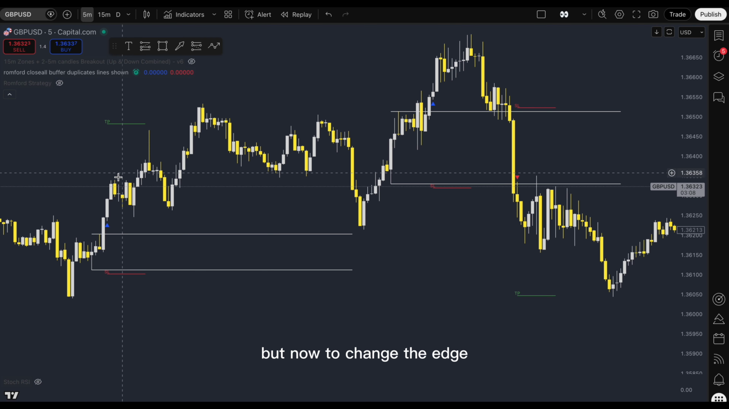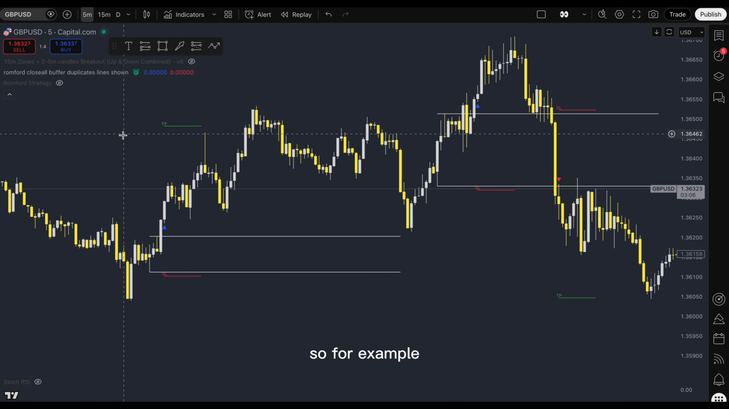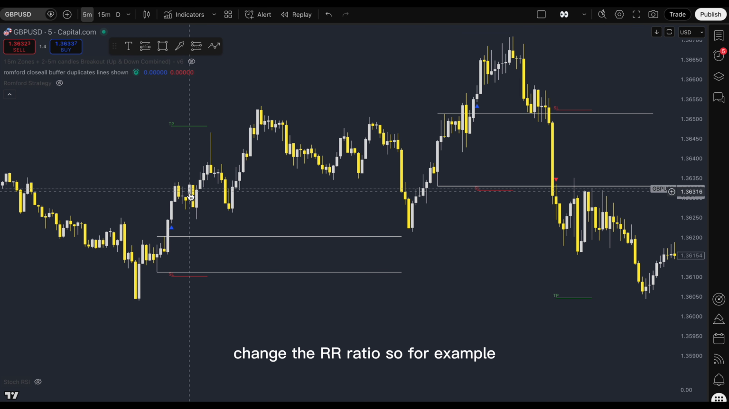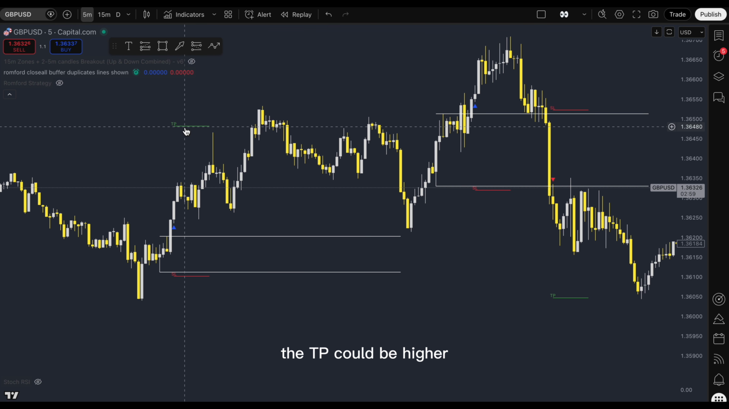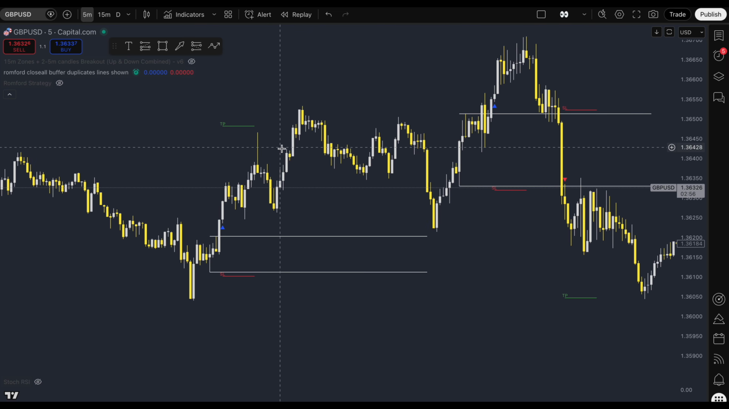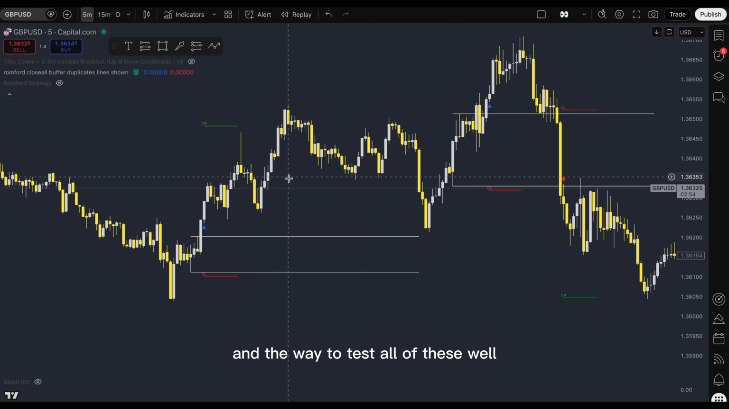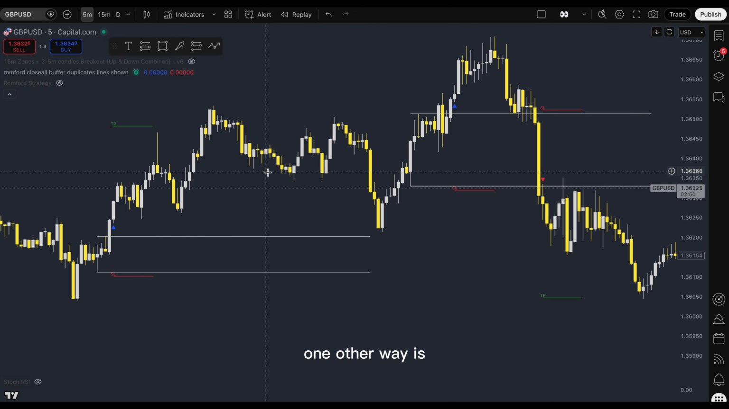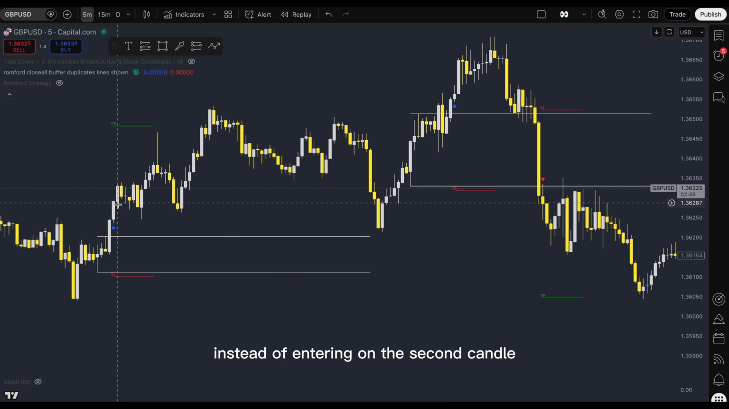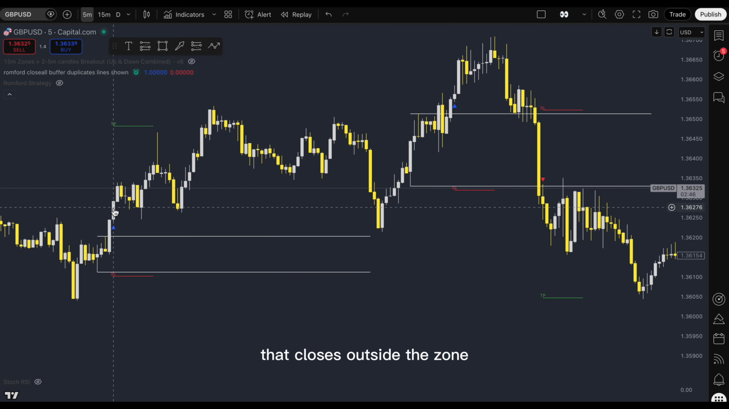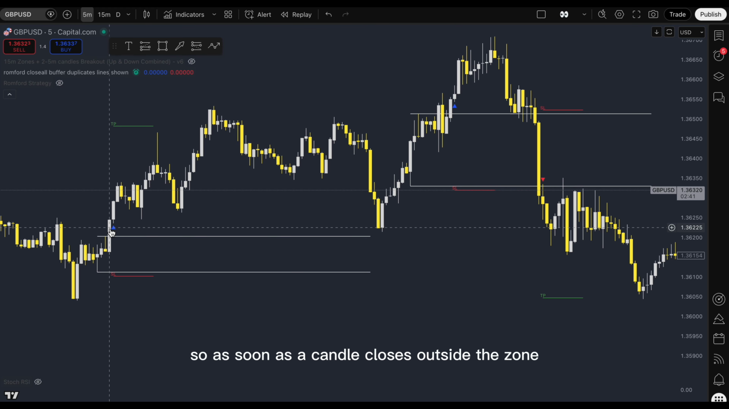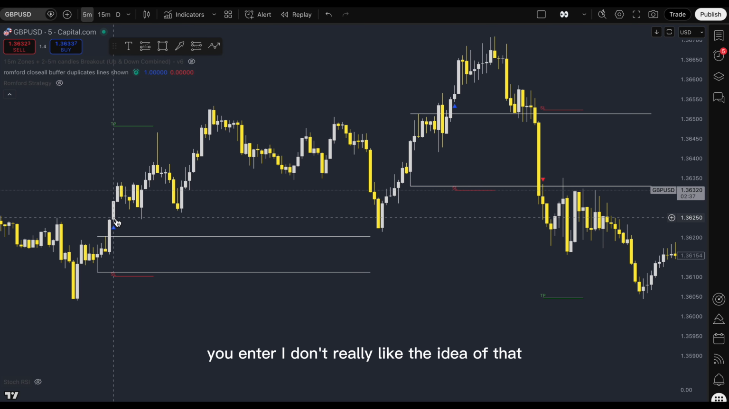But now to change the edge, there are several things that we could do. So for example, one thing that we could do is change the RR ratio. So for example, the TP could be higher. And the way to test all of these, I'll talk about that later. But anyways, one other way is, instead of entering on the second candle that closes outside the zone, we could enter on the first candle that closes outside the zone. So as soon as a candle closes outside the zone, then on the next one you enter.